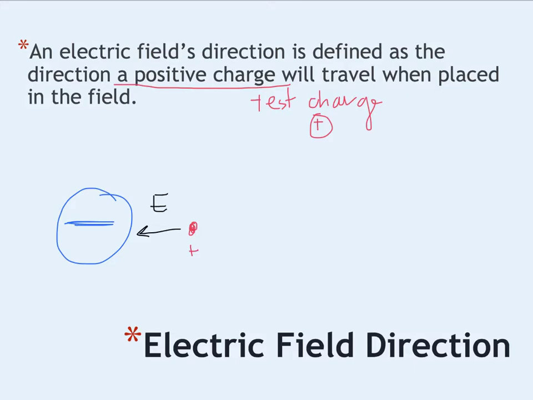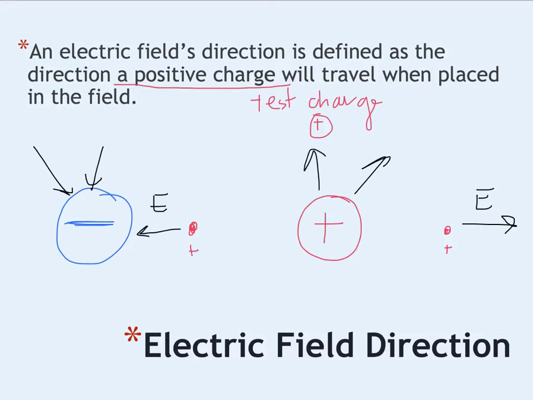Now if instead we had a big huge positive charge, and we put our little test charge by it, it's also positive, so it's going to move away from there. That means that our electric field is also directed away from the charge. So negative charges get electric fields drawn towards them, and positive charges get fields drawn away from them.